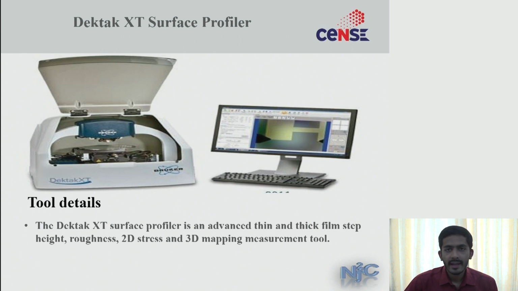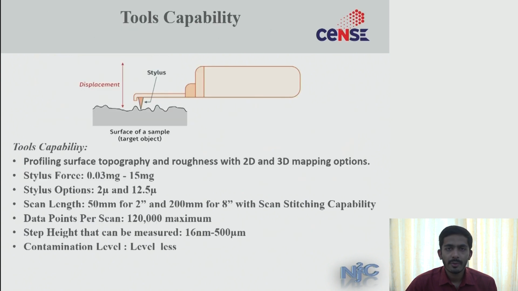Next, coming to DEKTAK, the stylus surface profiler. This is a tool which is used to measure your step height or etch depth as well as roughness of your sample. This tool has an option for both 2D as well as 3D profiling. This slide illustrates how the measurement happens. You have a stylus. The displacement of the stylus is recorded by a sensor, and that gives you the output data of the variation of your topography or waviness on your surface.